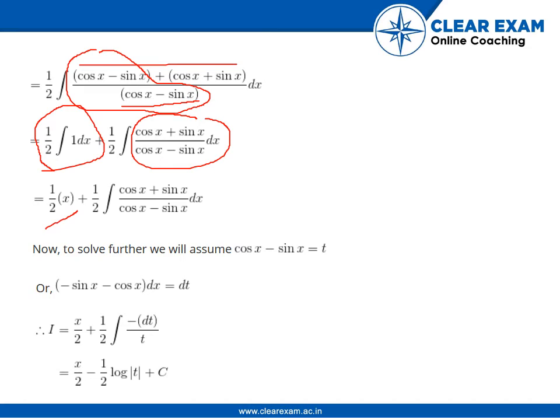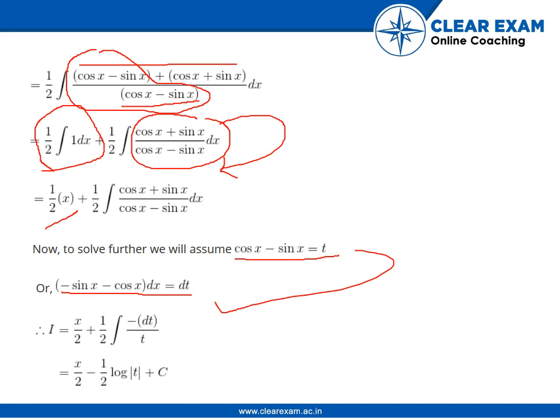Now we are going to solve this part. You can see that now we have reached the point where I told you that we have to get that standard form, cos x plus sin x upon cos x minus sin x, the similar one. So now we can easily solve this part. What we do is assume cos x minus sin x as t and then differentiate it on both sides with respect to x. So what do we get? We get minus sin x minus cos x into dx is equal to dt.